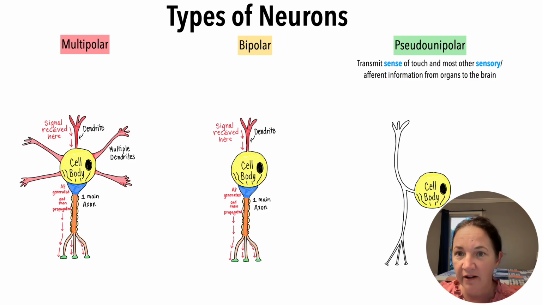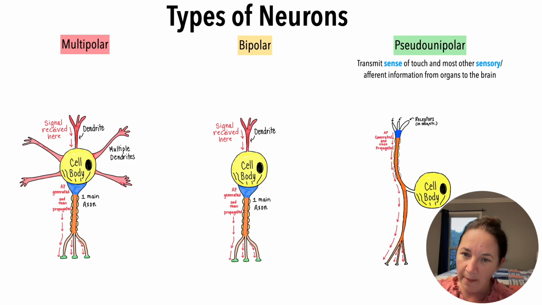Okay, then over here I have the pseudo-unipolar, or the general sensory nerve, and it is a little unique in that it has these receptors. And then the axon hillock of sorts, if you could call it that, is right there. That's where the action potential gets generated right away. And so they try to call the whole thing just one axon. But you can see that there is a structural difference, right, between the bipolar and the pseudo-unipolar. So you're going to have one main axon.